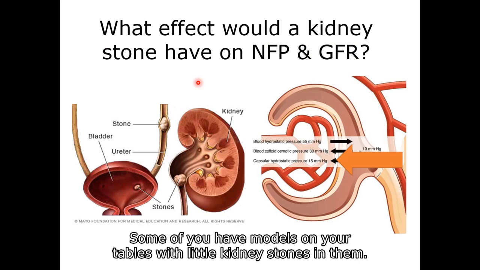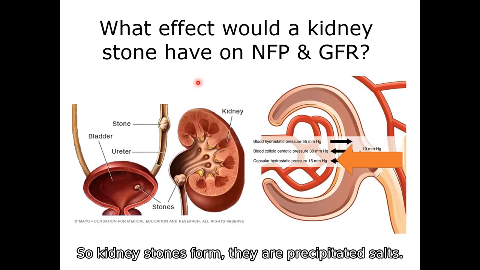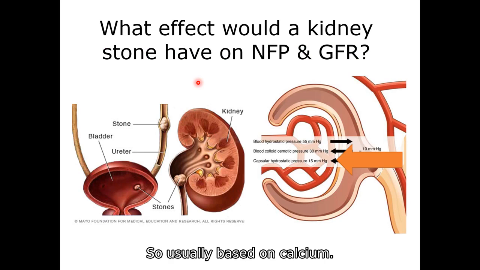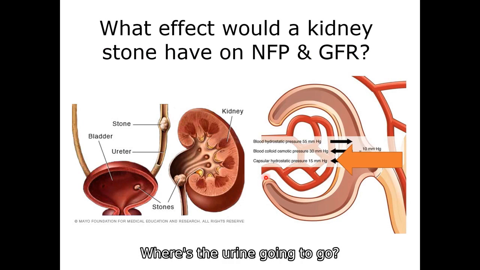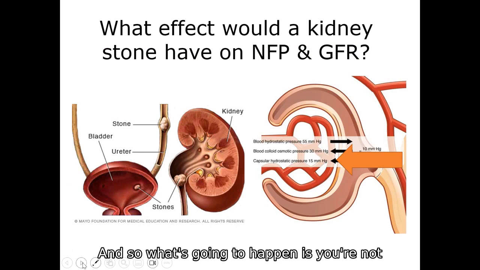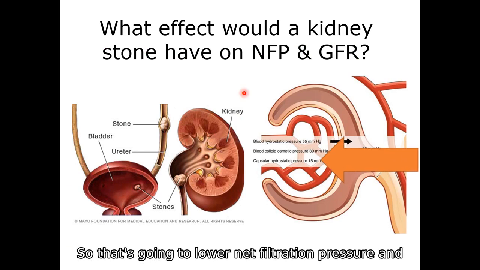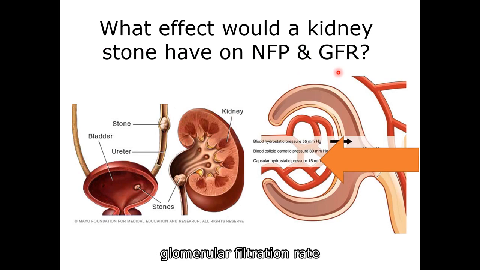All right, so kidney stones, some of you have models on your tables with little kidney stones in them. So kidney stones form, they are precipitated salts, so usually based on calcium. So if there's a kidney stone anywhere, what do you think is going to happen to capsular hydrostatic pressure? Where's the urine going to go? Out or stay in? It's going to stay in, yeah. So pressure is going to back up, okay? And so what's going to happen is you're not going to get a lot of urine formation, okay? So that's going to lower net filtration pressure and glomerular filtration rate because you got a blockage there.